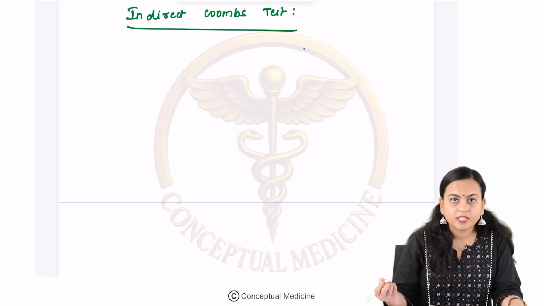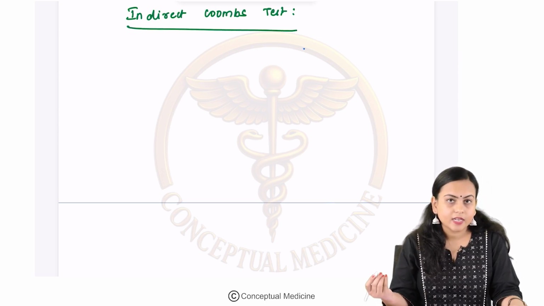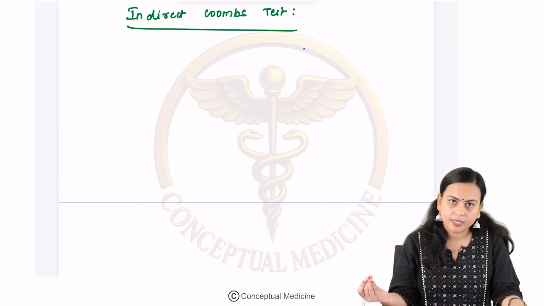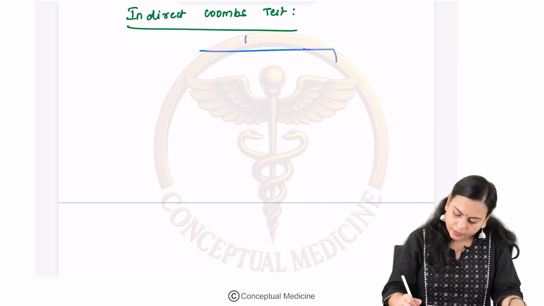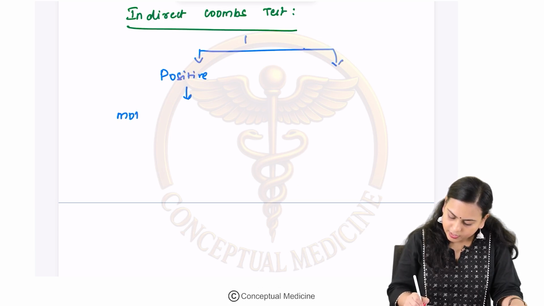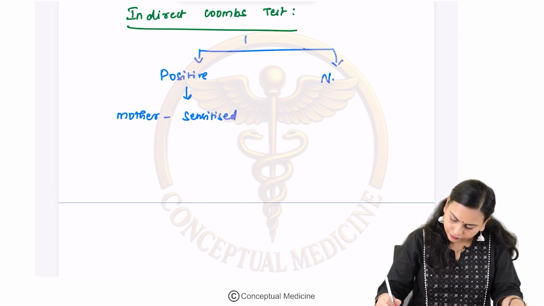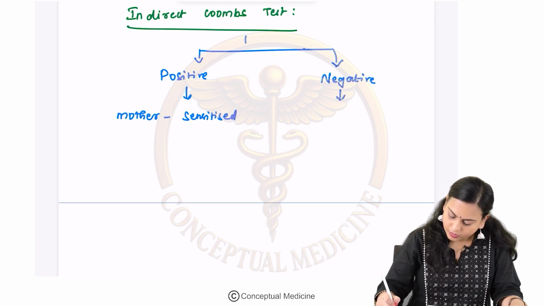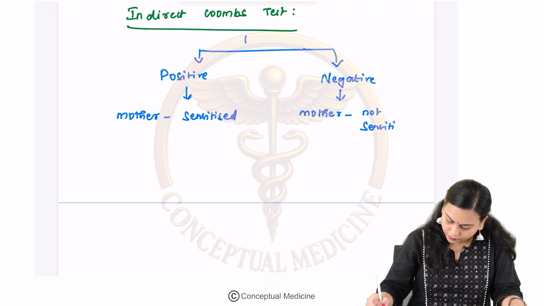The indirect Coombs test can be positive if the mother is sensitized, and it will be negative if the mother is not sensitized. Okay, simple. So, what does positive mean? Mother sensitized, and negative means the mother is not sensitized.